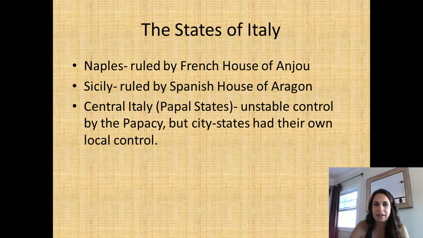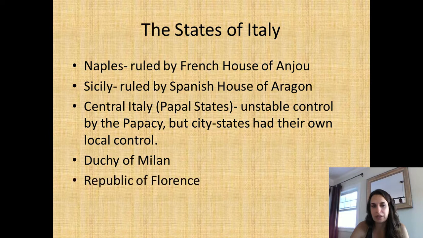Central Italy, again, the Papal States, were pretty unstable because they were ruled by the Pope, or the papacy, I should say, the Vatican. But each of the city-states also had their own local control, so they kind of did their own thing. It was kind of like no one was really in charge and everyone was in charge. So it was really unstable in central Italy, which is where Rome was.